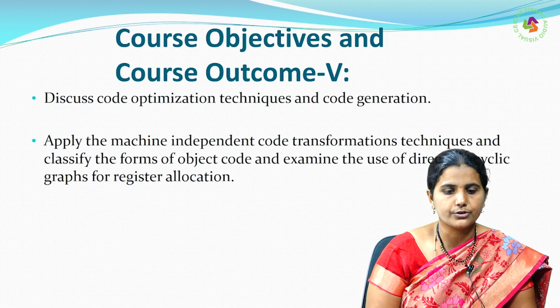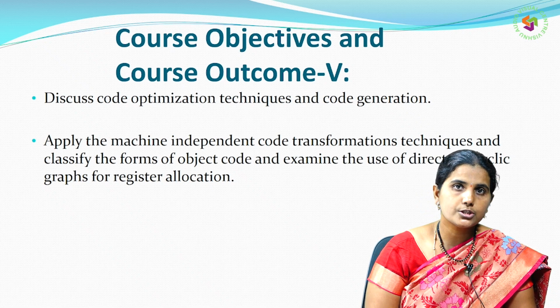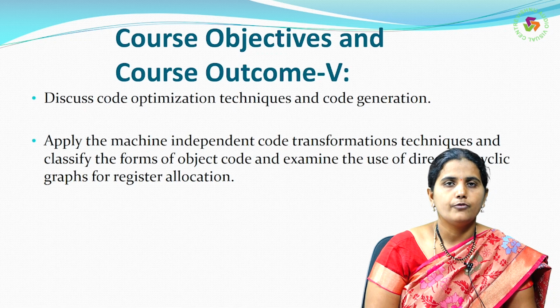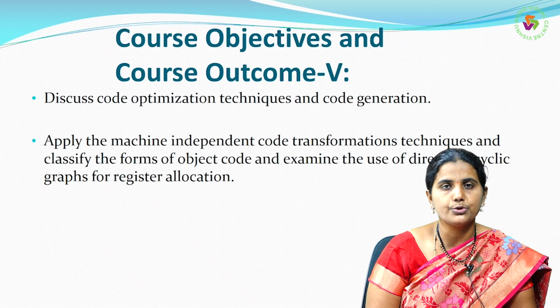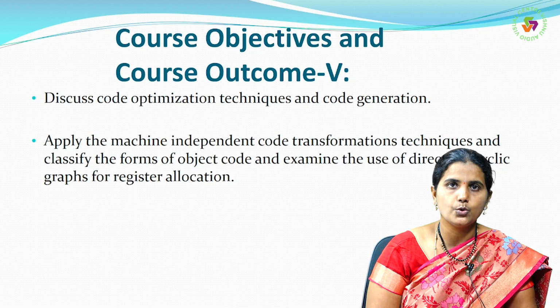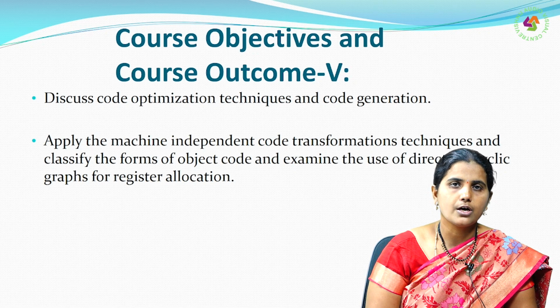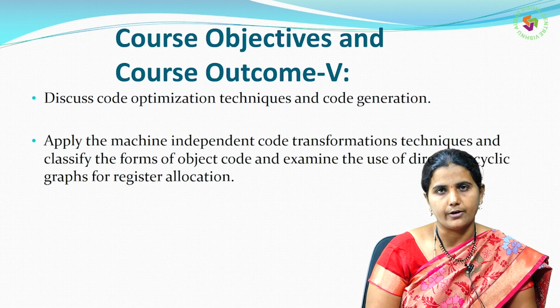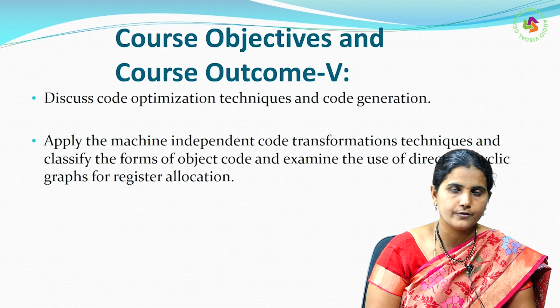In the 5th unit, we are going to discuss the optimization techniques as well as code generation. In optimization, we are going to optimize the code generated from the intermediate code using different types of techniques, and reduce the size of the code. After reducing the code, that code goes to the last phase, the code generation phase. Here we are going to generate the assembly level language code using assemblers.